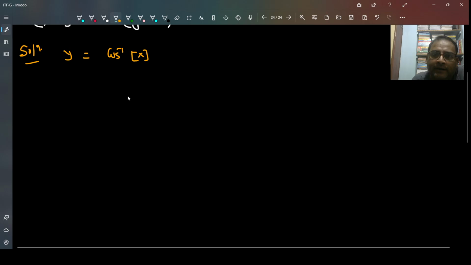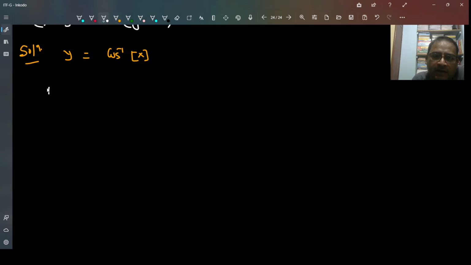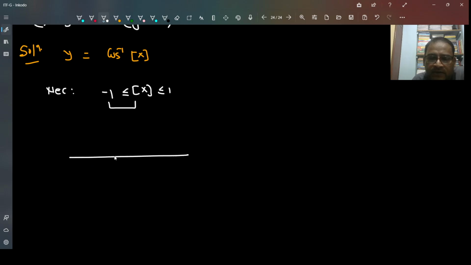So all of you know that the necessary condition for cos inverse to be defined is that its input should be less than or equal to 1 and greater than or equal to minus 1. So input should be between minus 1 to plus 1. So since there is a double inequality, we have to solve this one first. So box of x, an integer, is greater than or equal to minus 1.